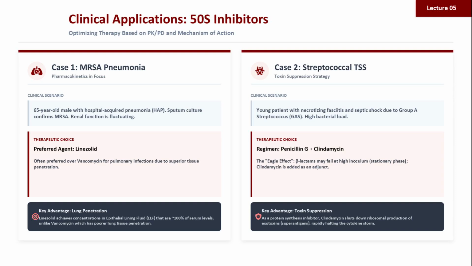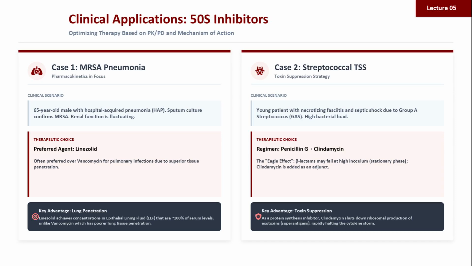The reason is very important. Linezolid has excellent lung penetration, especially into the epithelial lining fluid. This means the drug reaches very high concentrations at the site of infection. In comparison, vancomycin has relatively poor penetration into lung tissue. So even though both cover MRSA, linezolid is often preferred in pneumonia. This is a classic example where pharmacokinetics guides therapy.